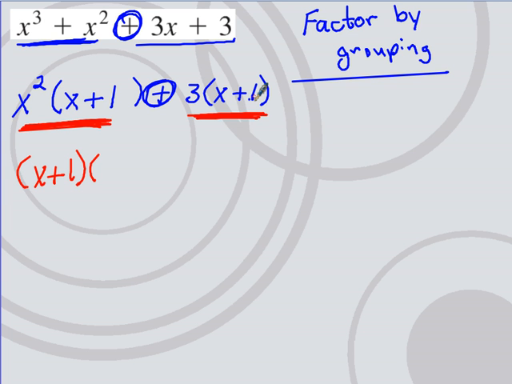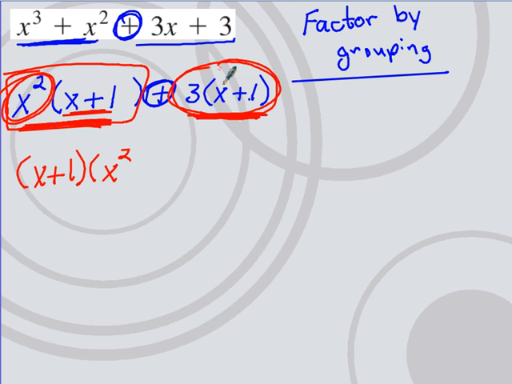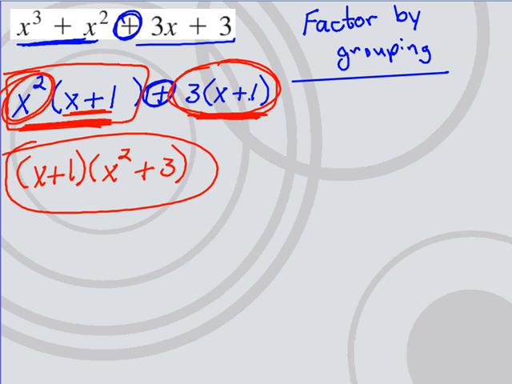Now listen real close to how I'm about to ask this question. X plus 1 times what gives me this? Well, here's x plus 1. X plus 1 times what gives me this term? X squared. X plus 1 times what gives me this term? Plus 3. Factor by grouping.